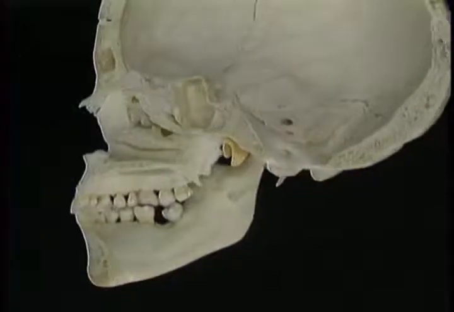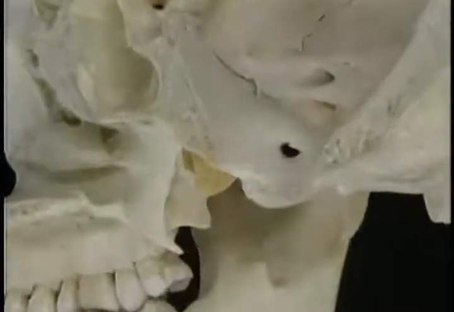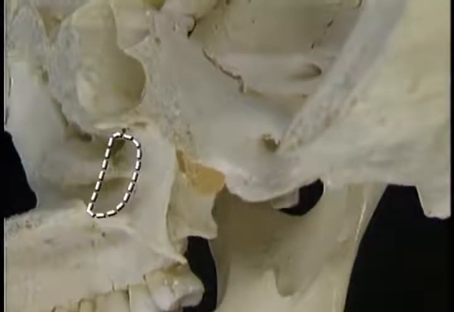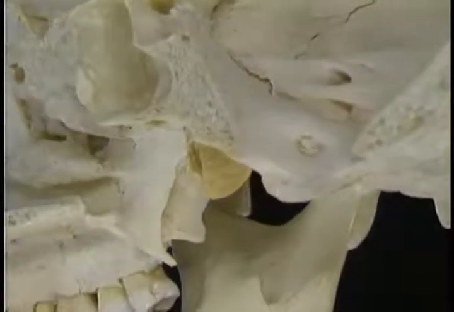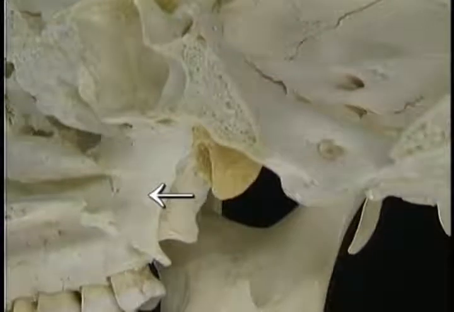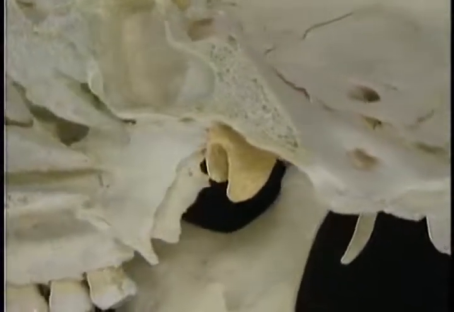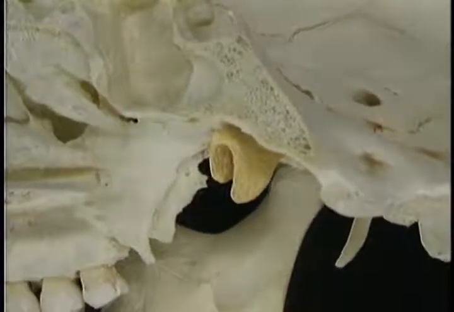Now that we've seen the bony features of the nasal cavity, we'll move back and look at the bones that surround the nasopharynx. Here's the posterior opening of the nasal cavity, the choana, or posterior nares. Its lateral wall is formed by the medial pterygoid plate. The medial pterygoid plate ends below in the hamulus.